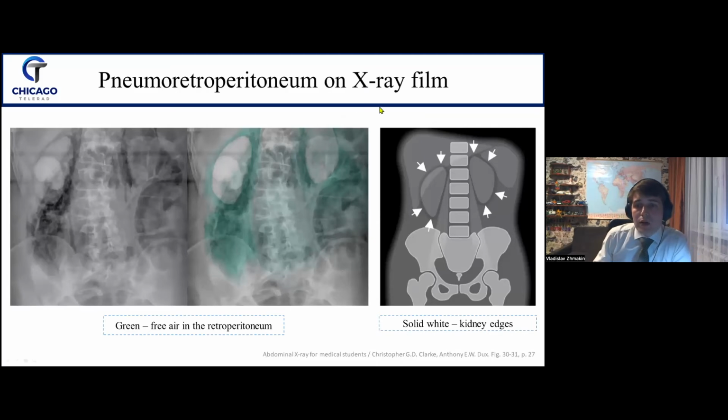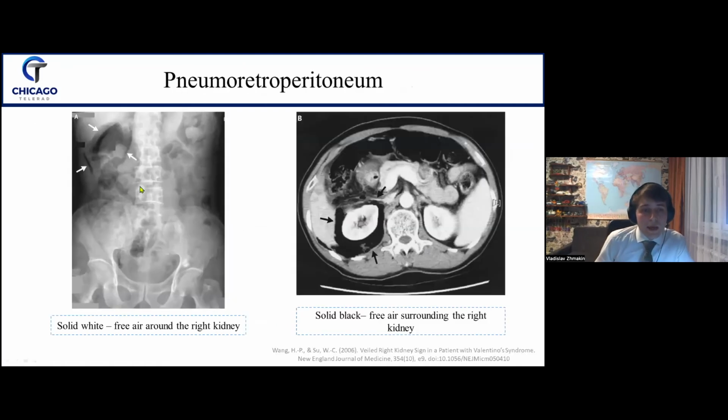Okay, on this slide on the right, there is a diagrammatic representation of how pneumoretroperitoneum should look, with the margins of the kidneys surrounded by air. And on these two plain films, on the left there is an abdominal radiograph without the hint, where you can see air surrounding the kidneys. And here, with the hint, the air is in green. Again, air in the retroperitoneal space, and an axial CT confirming this air in the retroperitoneal space.